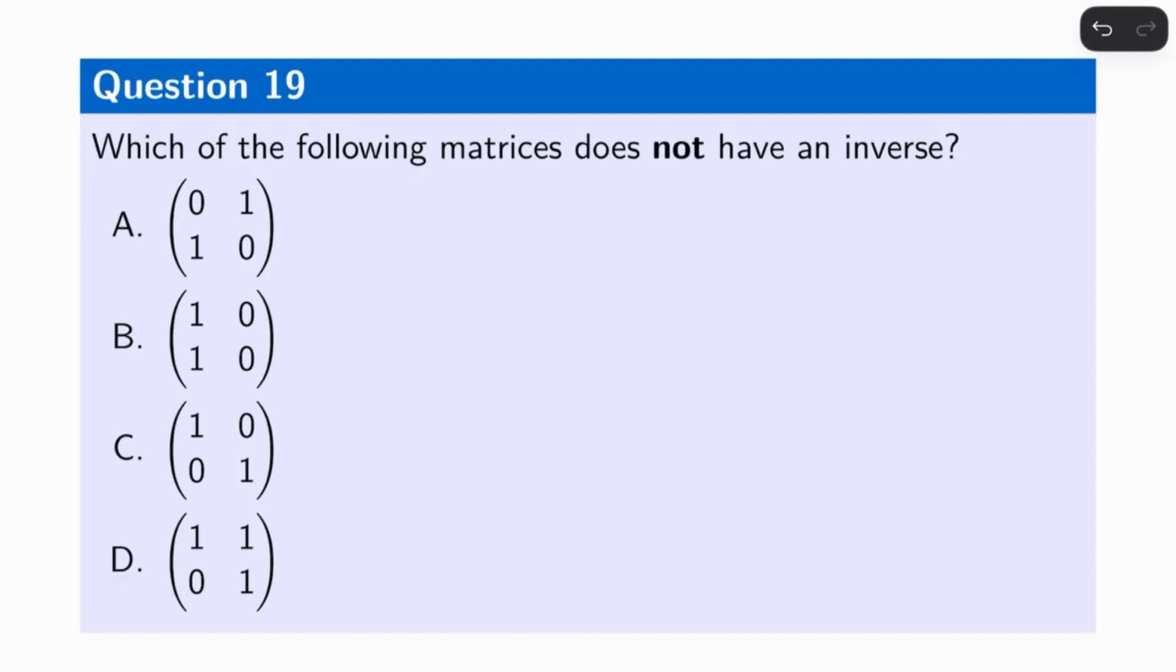Question number 19. Which of the following matrices does not have an inverse? Solution. A matrix does not have an inverse if the determinant is equal to 0, right? So let's compute the determinant of each of these. The one whose determinant is 0 is the matrix that does not have any inverse.